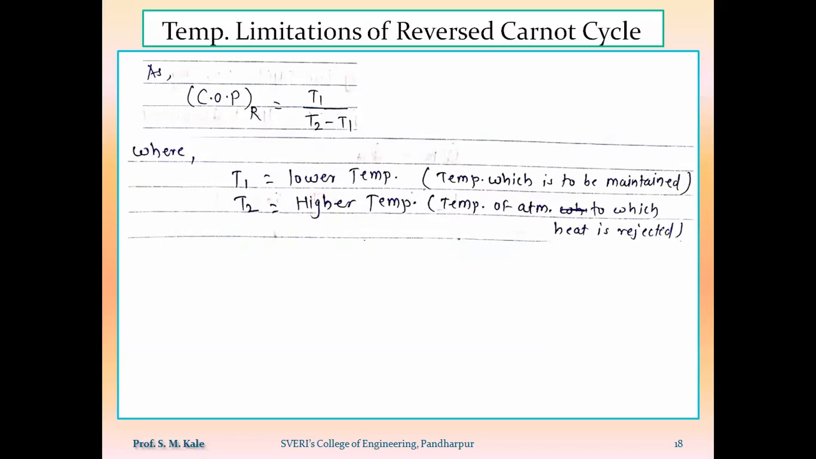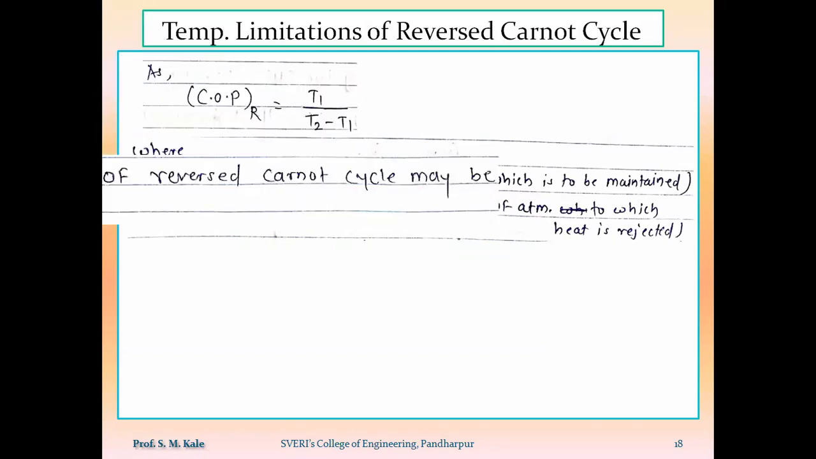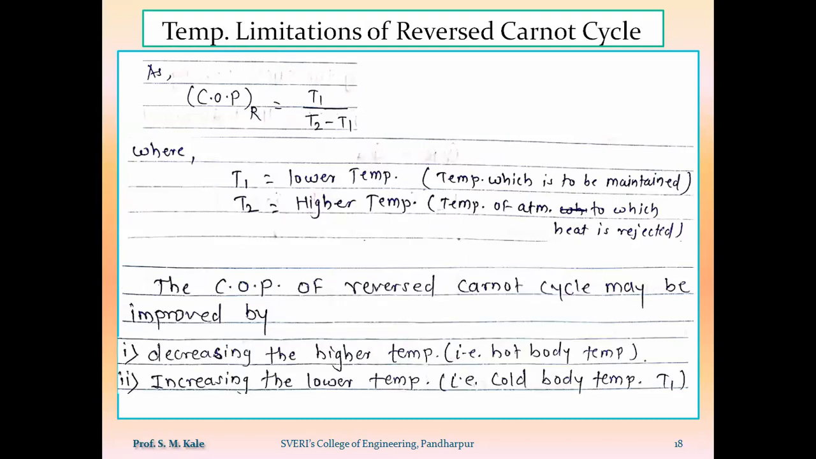So the beauty of this reverse Carnot cycle is that its COP depends only on the lowest temperature and the highest temperature. It does not depend upon the property of the refrigerant which we are going to use, the capacity of the refrigeration system, or the equipment which we are using in the refrigeration system. So there are two ways by which we can increase the COP of the reverse Carnot cycle.